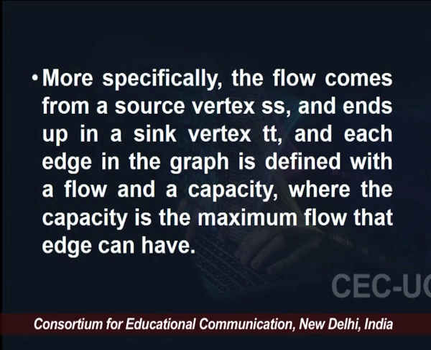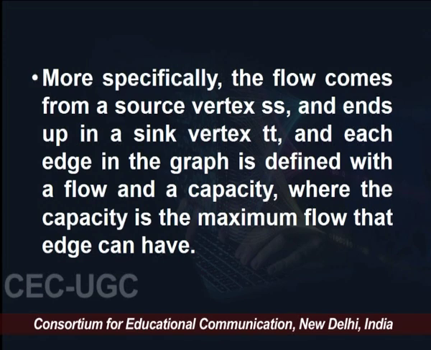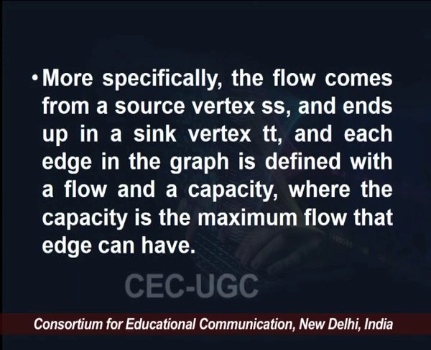Now each edge in the graph, as it is a directed graph, has a direction, and also it is a weighted graph. So each edge in the graph is given a weight, not only a single number, but two numbers. One number indicates the flow, another number indicates the capacity, where capacity is the maximum flow that the edge can have.